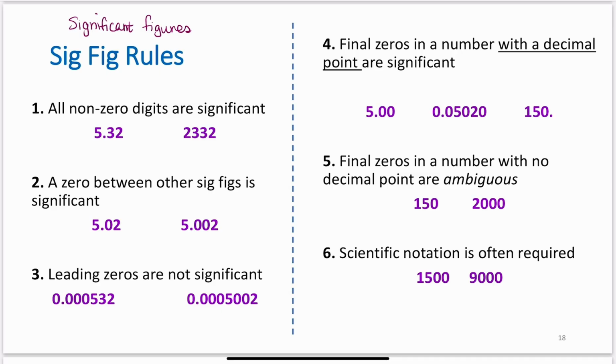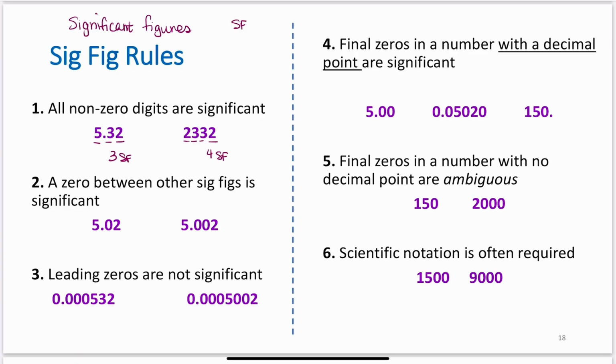All non-zero digits are significant. If you are given a measurement, any number that is not a zero that is written down is significant, no exceptions. So when I look at 5.32, I have 1, 2, 3 sig figs in my answer. When I look at 2,332, I have 1, 2, 3, 4 sig figs in my value. The little SF is just my shorthand personally for writing sig figs. Saves me from writing out the word sig fig every time.